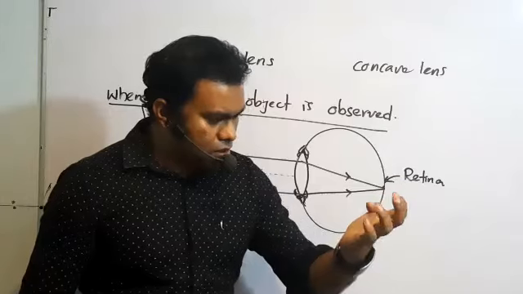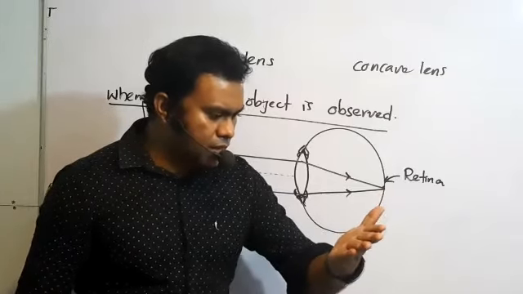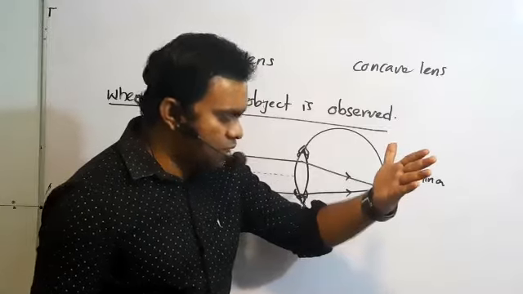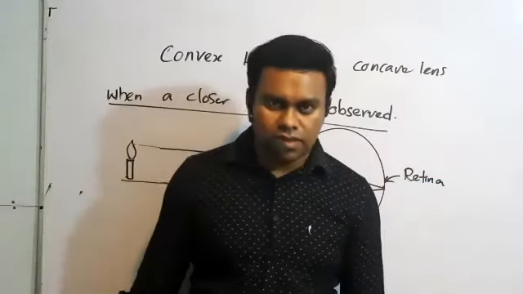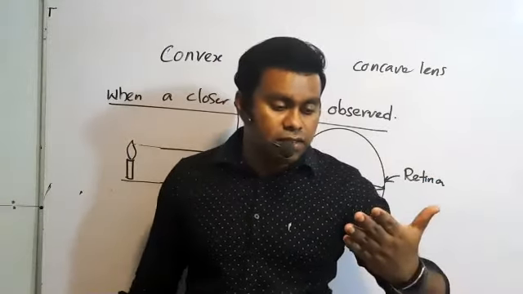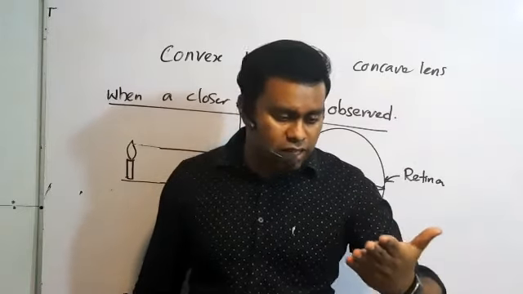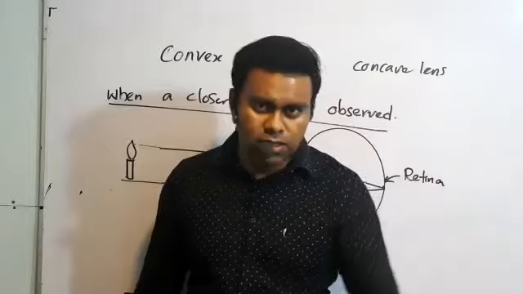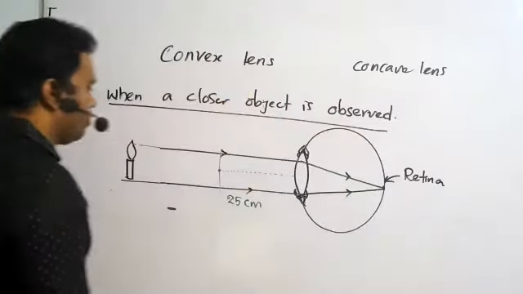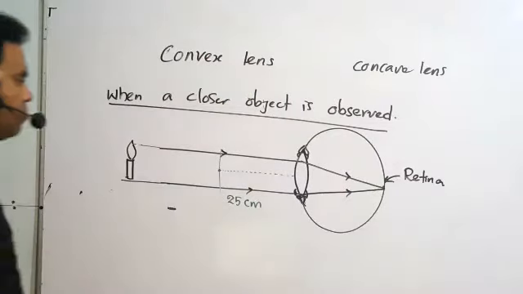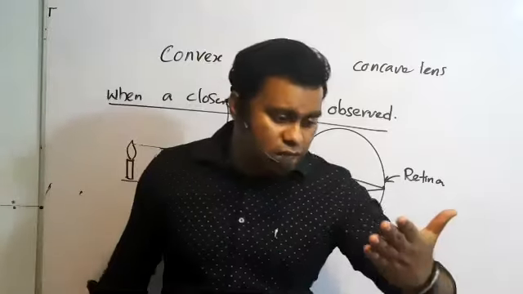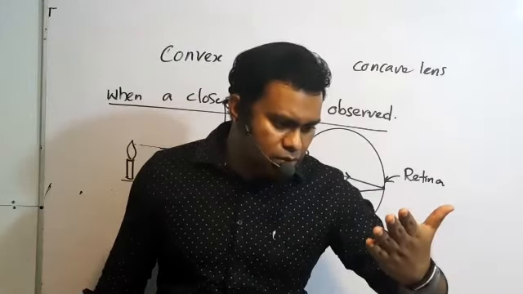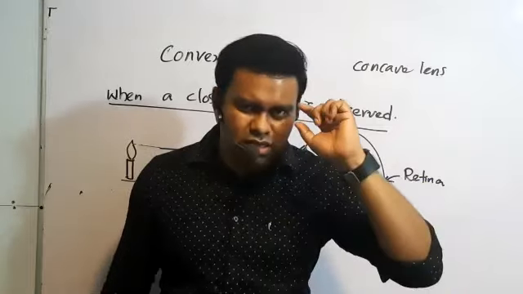So the lines on your palms can be clearly observed at a distance of 25 centimeters. So that's the distance where we can obtain a clear image of the object. If you observe something at a closer level than that, you feel somewhat hard.